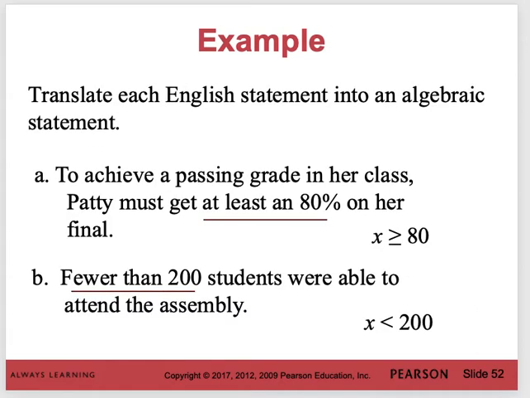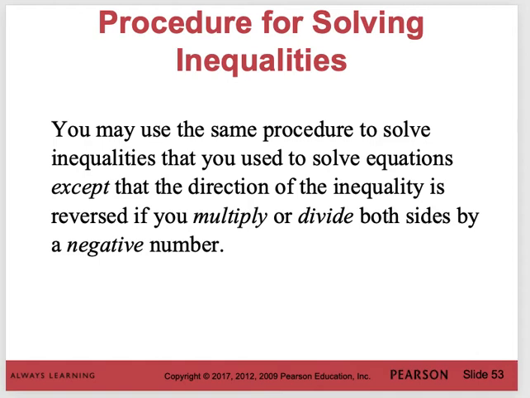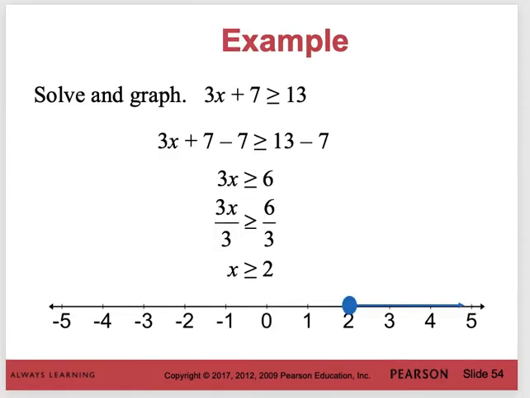We can also translate statements to what the inequality would look like. At least 80%, x is greater than or equal to 80. Fewer than 200, x is less than 200. So solving inequalities, we can multiply or divide both sides by a negative number. So here is an example of solving and graphing an inequality. Again, we're combining like terms. We are also making sure that our variable is on one side of the equation, solving for the variable, and then we can graph it.